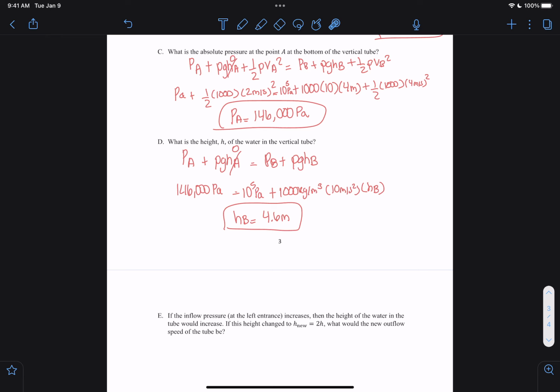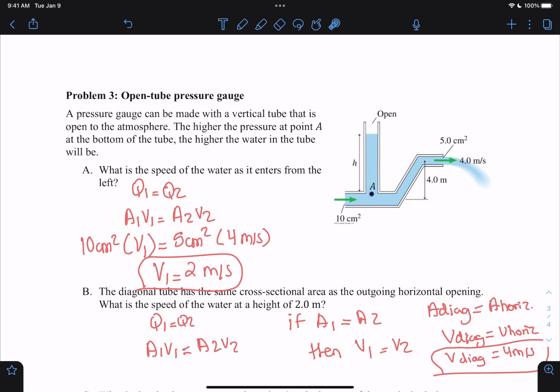Let me think about this one for a second here. So if they want us to increase the pressure at that left entrance, then the height of the water in the tube would increase. Okay, so this height here increases if we increase the inflow pressure. And if this height doubles, then we have to figure out the new speed.